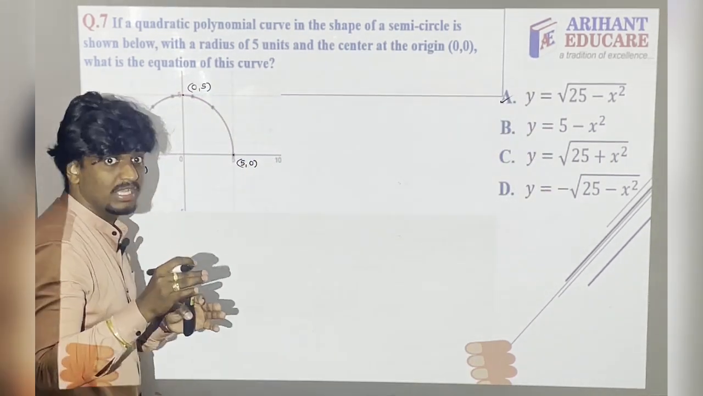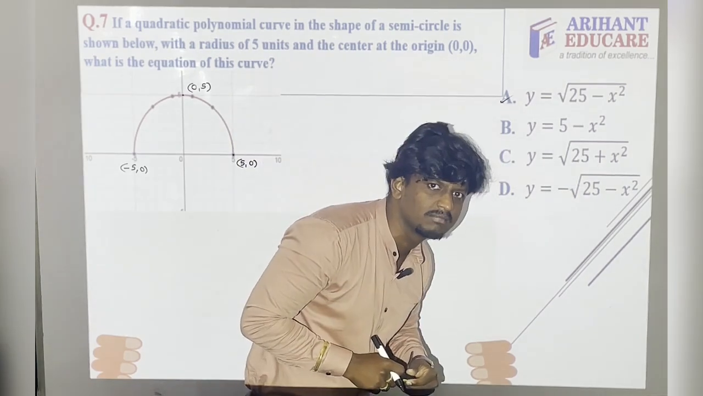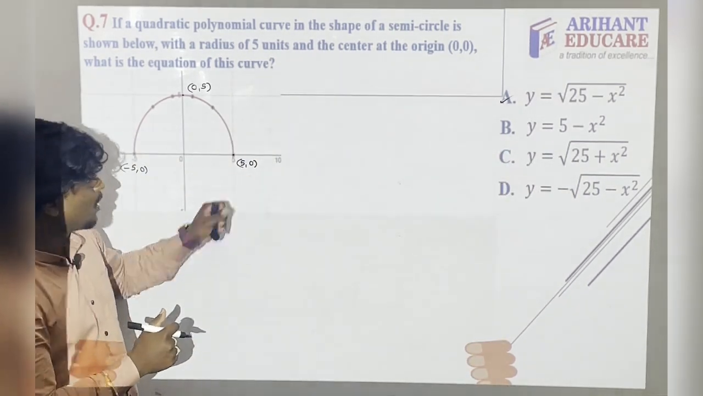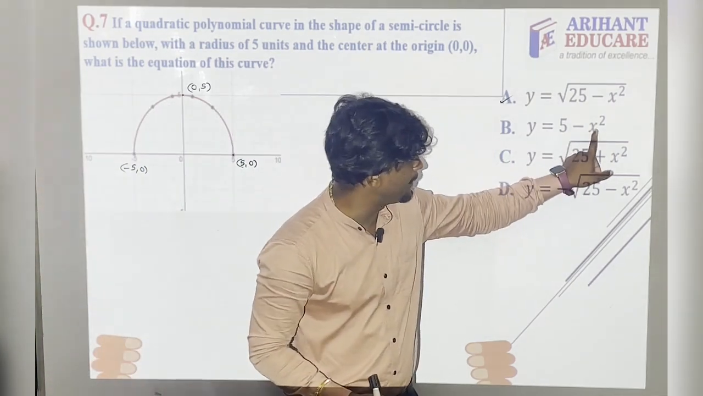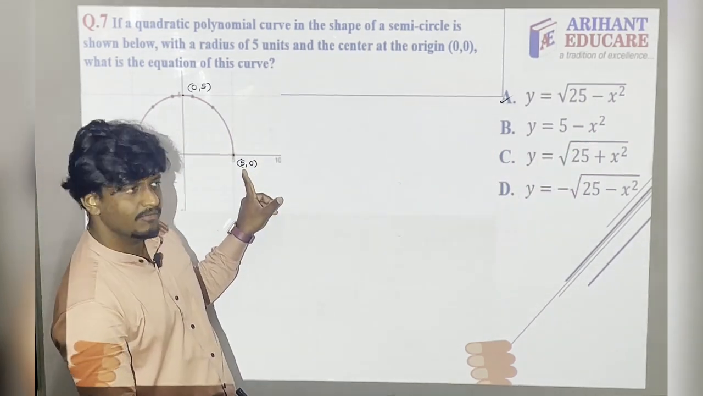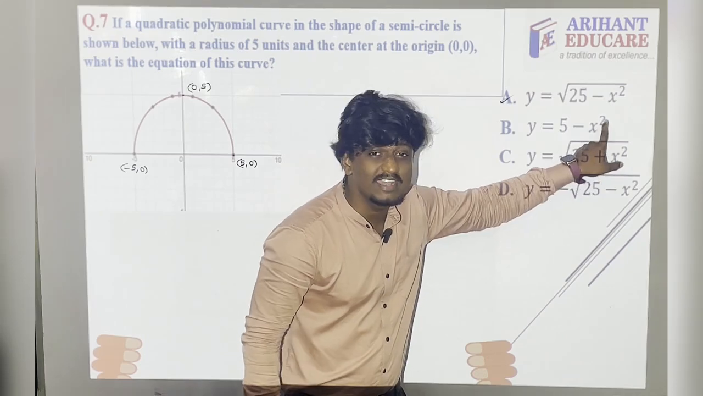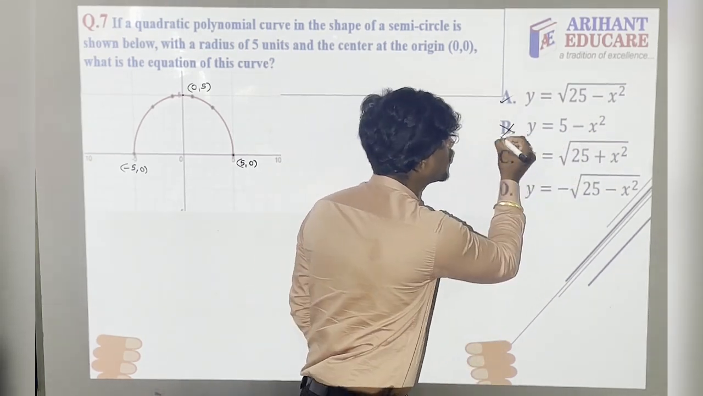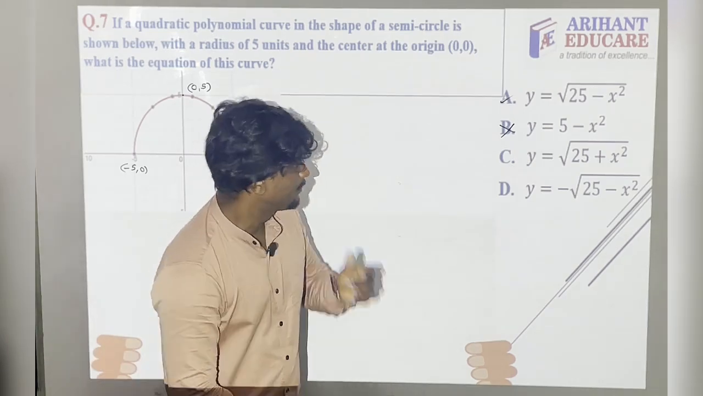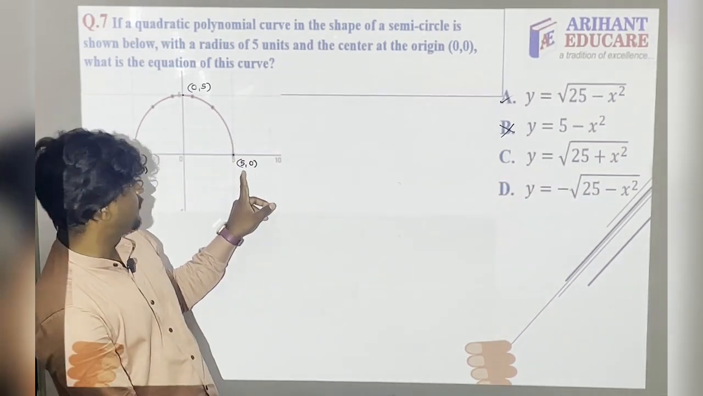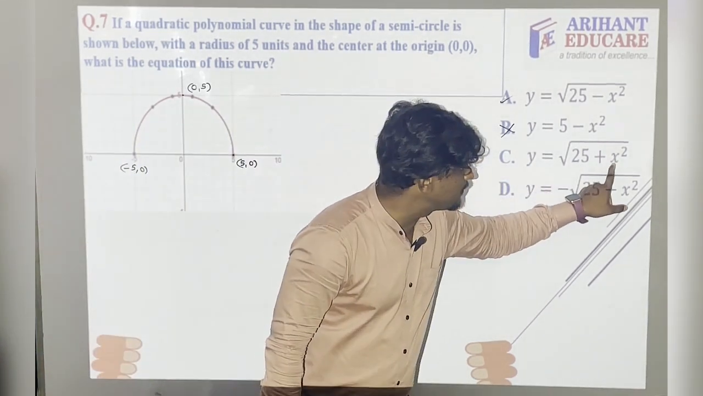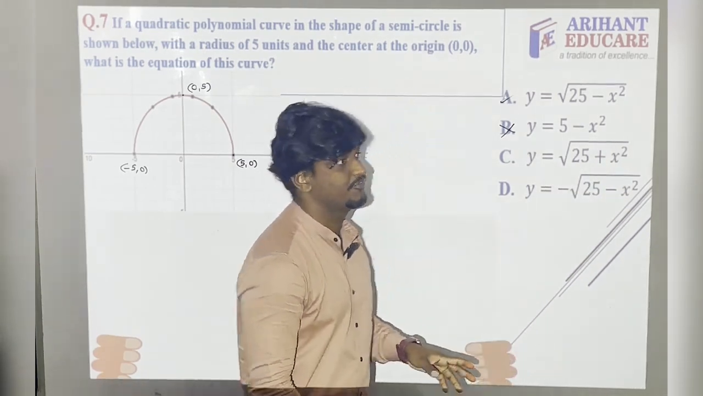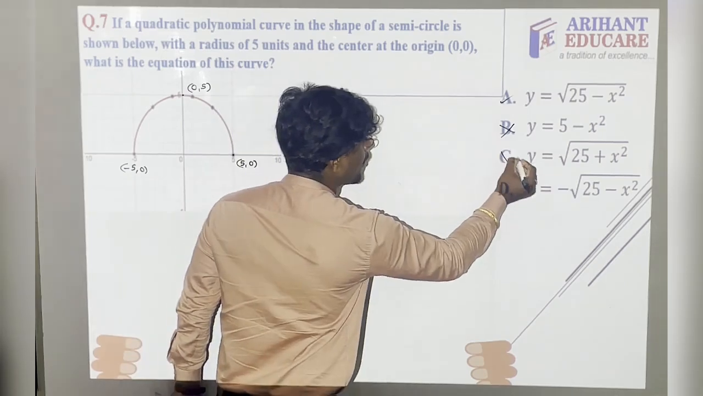But I also need to check whether anything else is also satisfying. That doesn't usually happen, but let's take an example. For 5, 0, if I put 5 for x, will I get 0? No. 5 minus 25 gives me minus 20, so this is definitely not my equation. Now, for the next one, 5 square is 25, 25 plus 25 is 50, and root 50 is definitely not 0. So option C is gone.